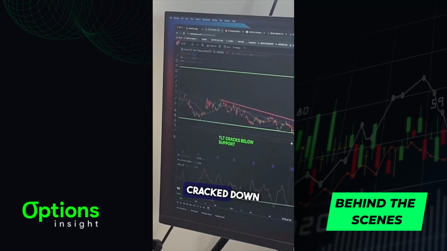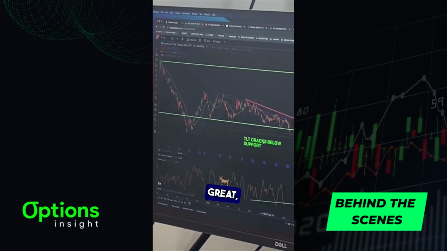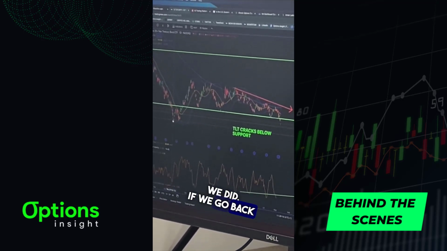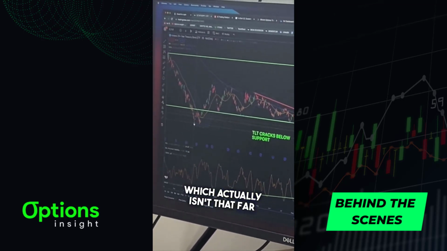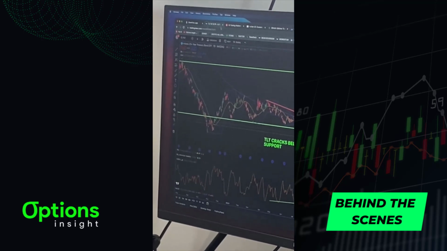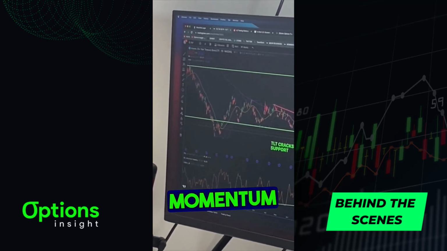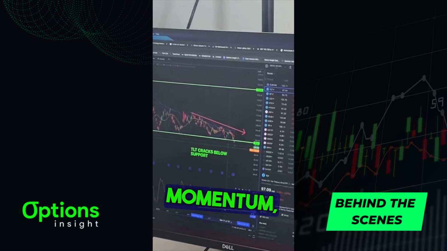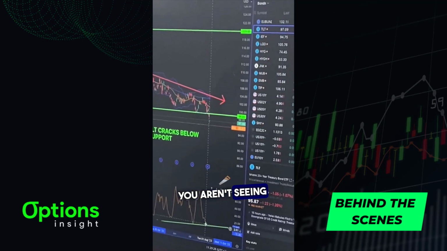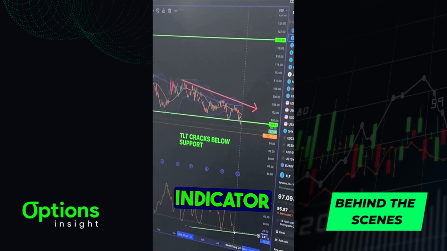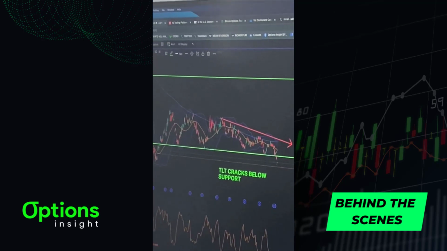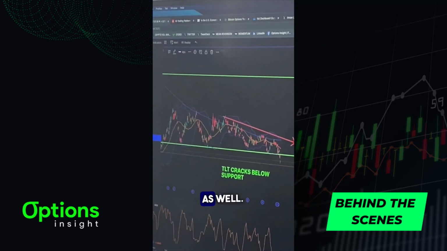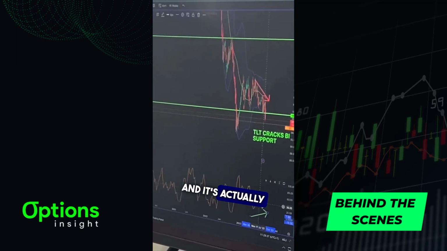So on the daily we cracked down here. It's not looking great, but if we go back to the lows of last October, that's at 93, which actually isn't that far away now. But what I like to do is check what the momentum's doing, right? So you see here the momentum, you aren't seeing my favorite momentum indicator making new lows. So that's what we call a potential bullish divergence. I checked that on the weeklies as well, and it's actually looking even better.